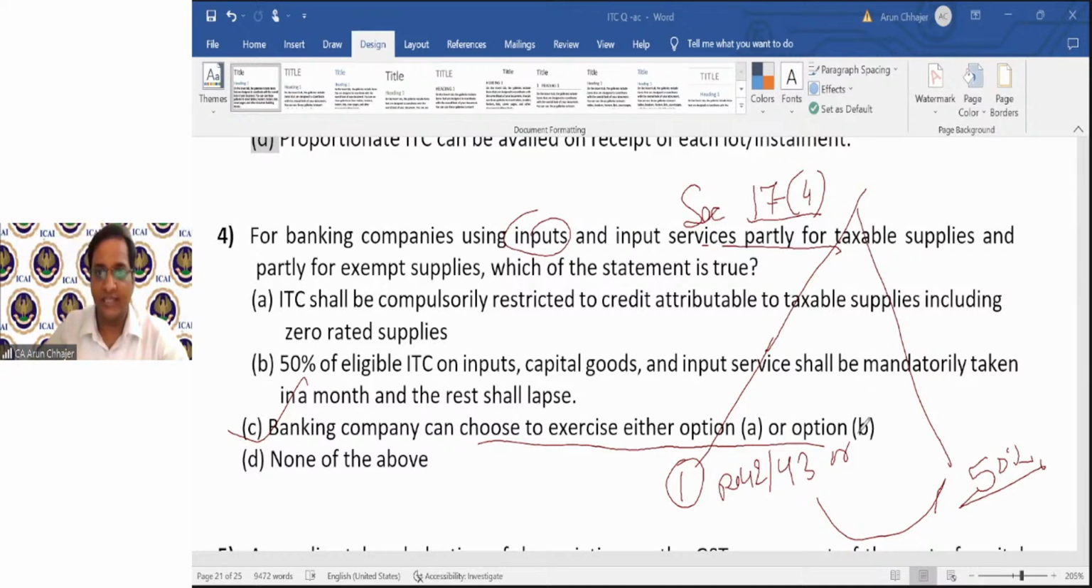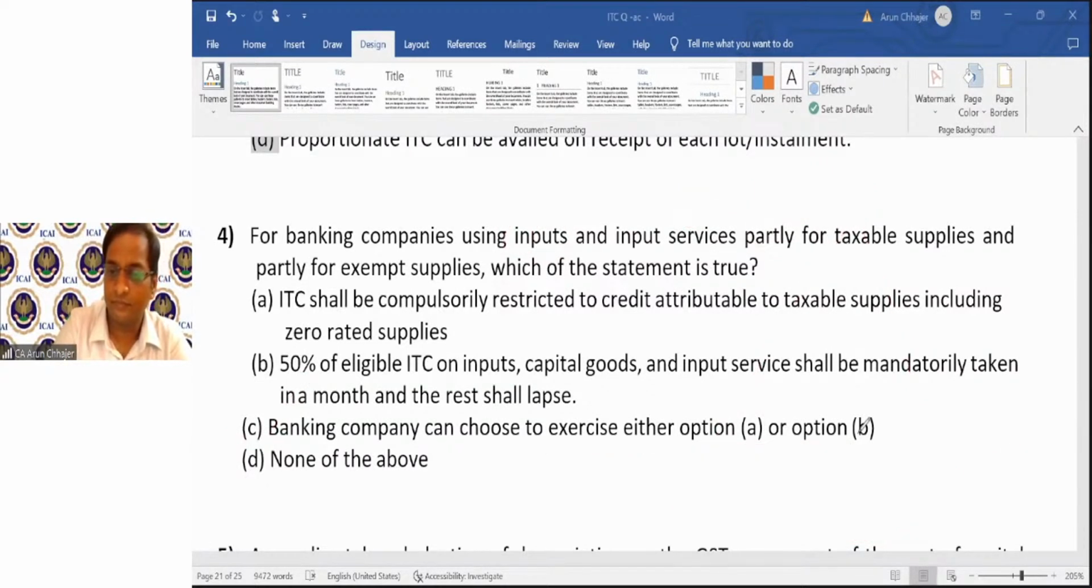I hope it is clear. Almost all the participants have given C only. No, there are certain participants who have B also, D also. Oh my God. Is there any confusion for question number 4? If you read the provision of 17 subsection 4, it is giving the option to banking companies, financial institutions, NBFCs. Sir, what is the option?